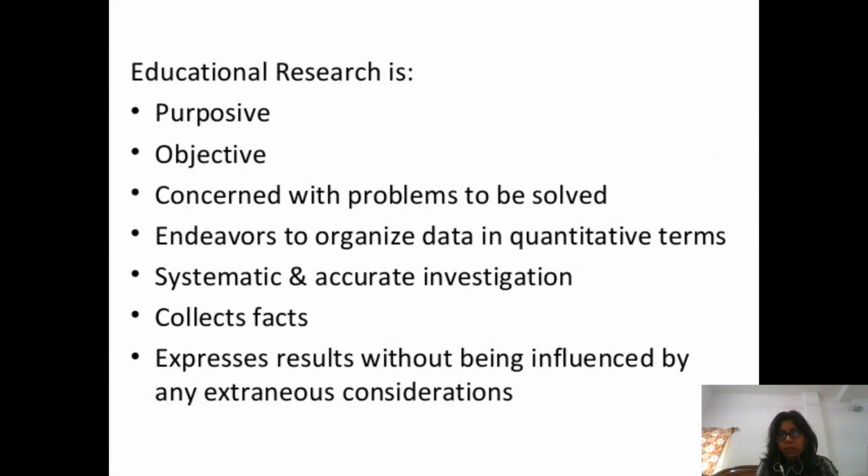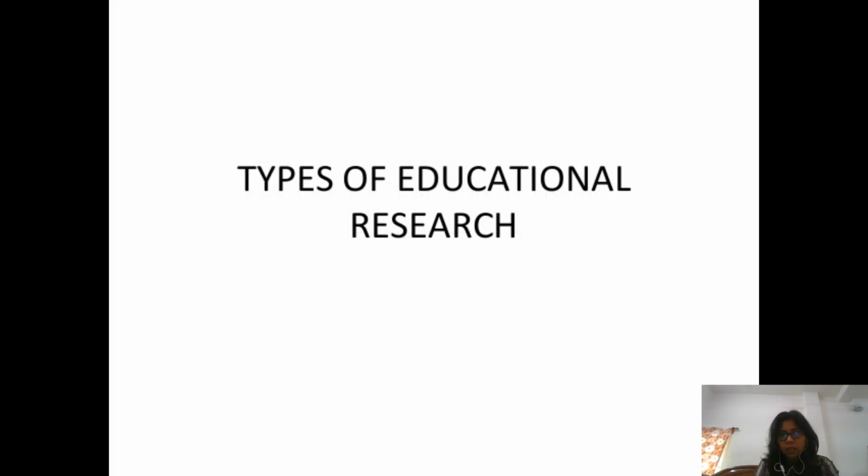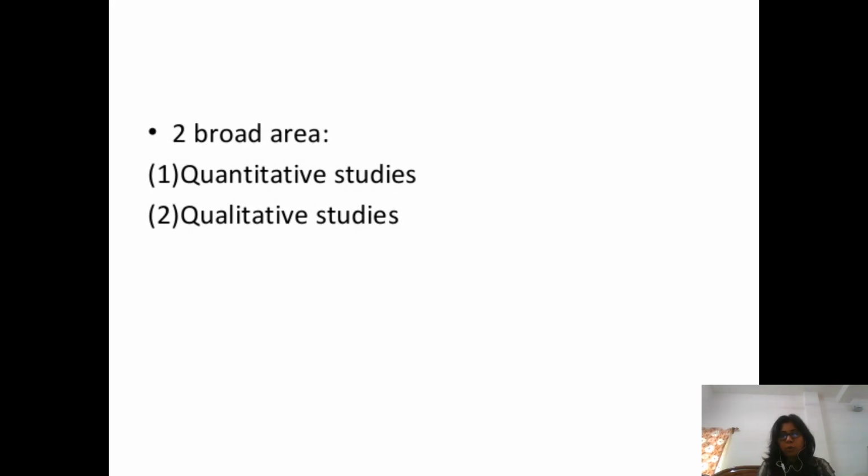What is actually educational research? We can say this is purposive, objective, concerned with problems to be solved, an endeavor to organize data in quantitative terms, a systematic and accurate investigation, collecting facts and expressing results without being influenced by any extraneous consideration. What are the types of educational research? First come two main broad criteria: the quantitative, and second, the qualitative studies.